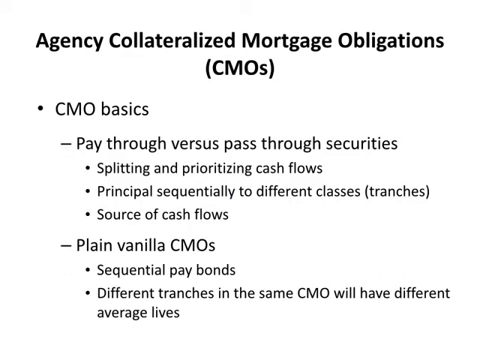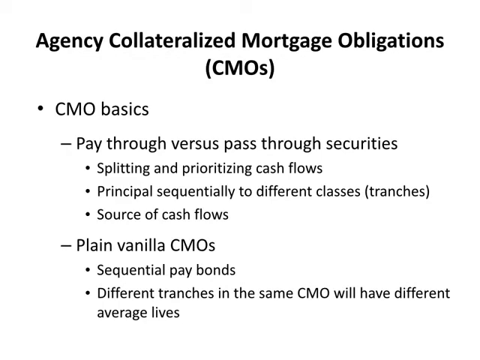Aside from pass-through securities, the other major type of mortgage-backed securities are CMOs, or more formally, collateralized mortgage obligations. There are both agency and non-agency CMOs. As the agency CMO market is significantly larger, that will be the focus here. CMOs are pay-through securities. Let's make a clear distinction between pay-through securities versus the pass-through securities discussed previously.